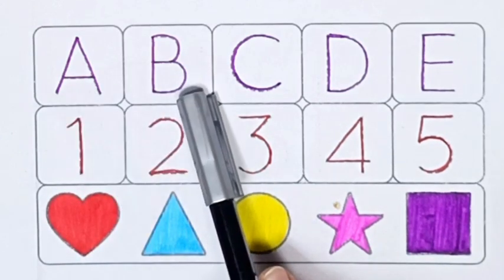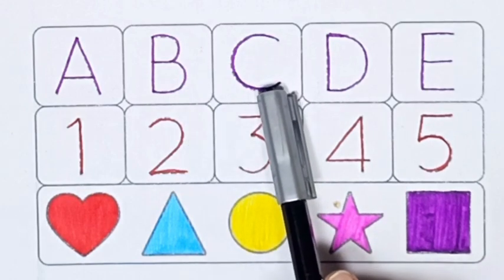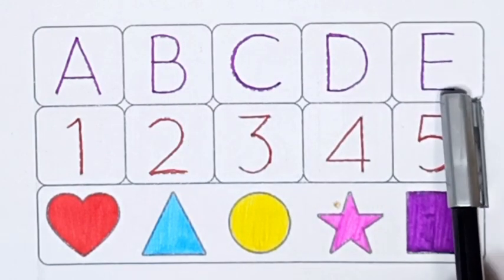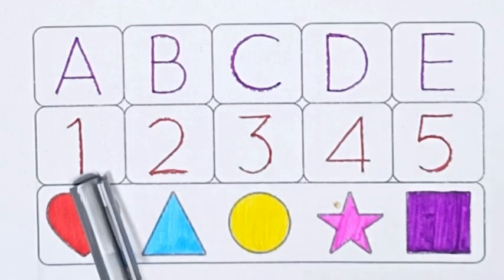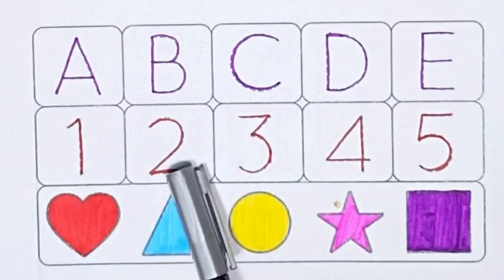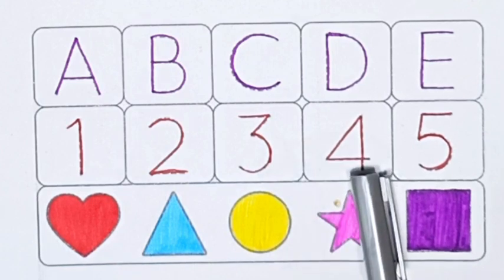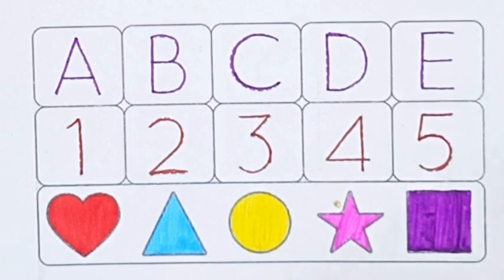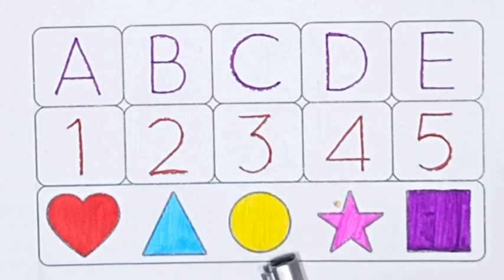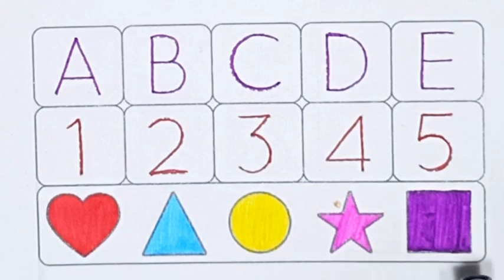This is A, B, C, D, E. 1, 2, 3, 4, 5. Heart, triangle, circle, star, square.